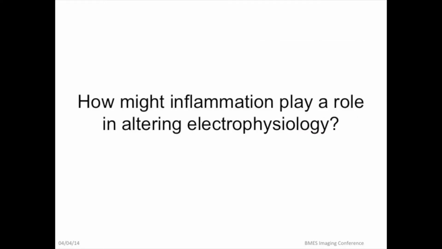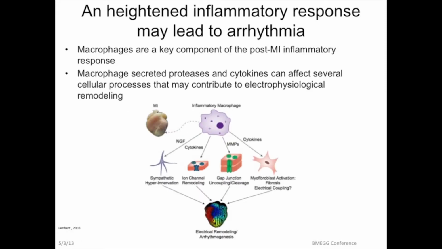So that led us to ask this question: how might inflammation play a role in electrophysiological remodeling following MI? We think that the macrophage is the key and critical player in the maintenance and progression of the inflammatory response post-MI. It can secrete several proteases and cytokines that can alter cardiac cellular processes. I just have a couple of examples here.